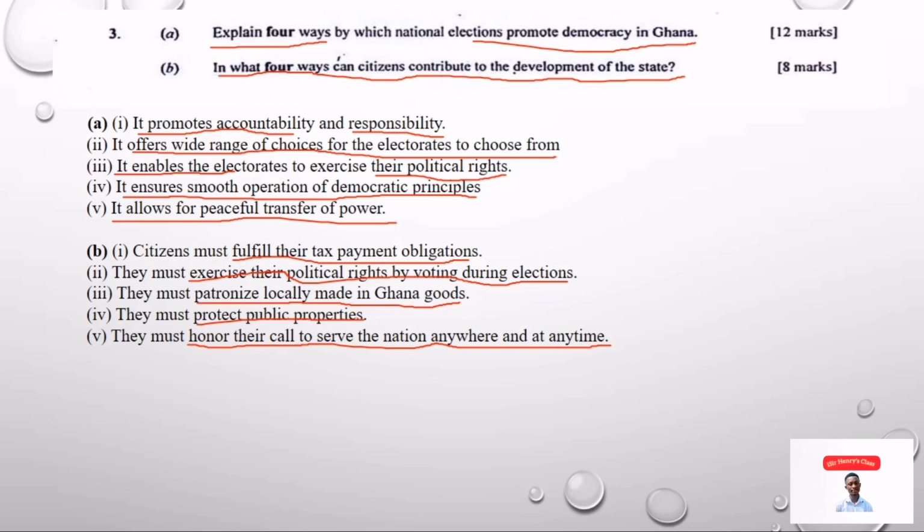And finally, we must honor the call to serve our nation anywhere and at any time, especially national service or being called to render service on behalf of the country. We must always volunteer to work for the betterment of our country. We are going to look at the last and the final section, that is section I.